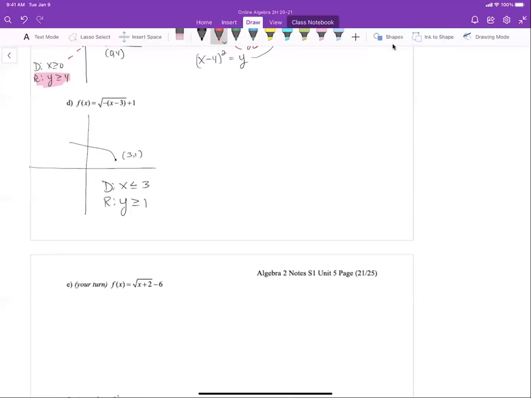Well, it does have an inverse function. It meets my horizontal line test. I'm going to switch my x's and y's. x equals the square root of negative y minus 3, plus 1. And now I'm going to solve for y. I need to subtract 1 first from both sides.